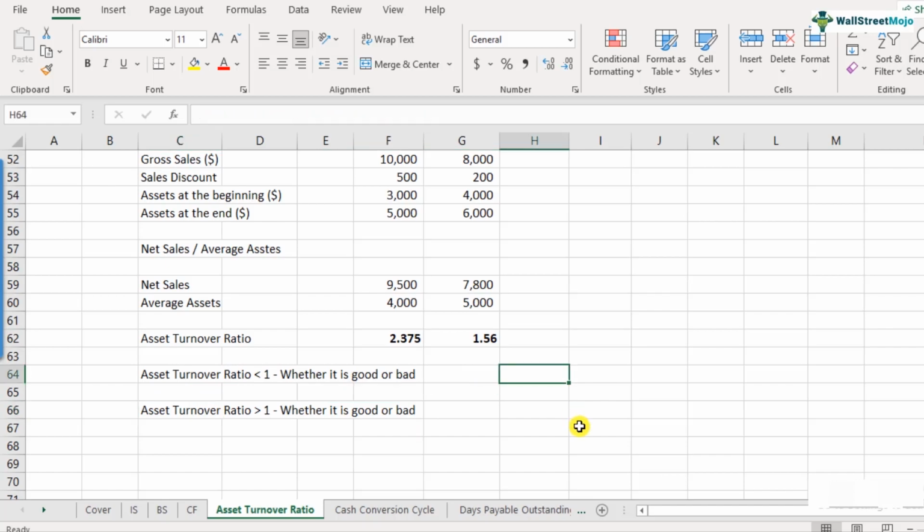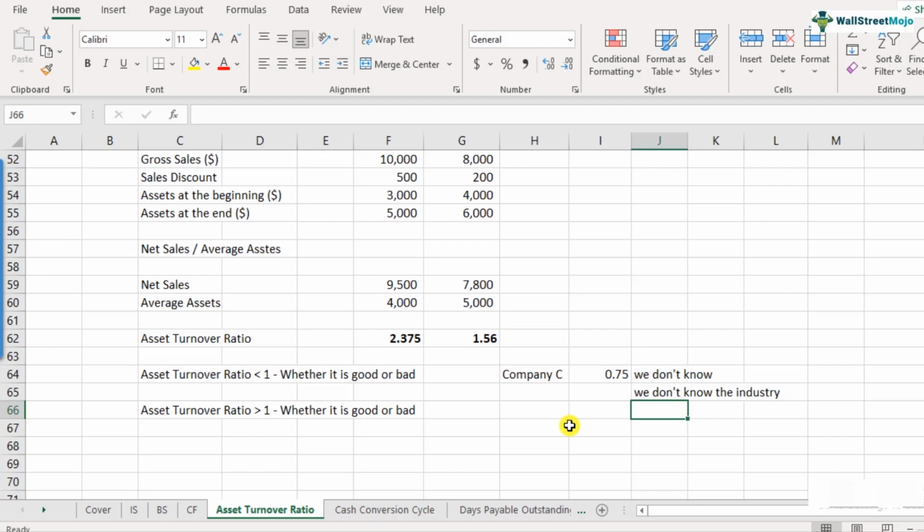Let's say there's a company C that has an asset turnover of 0.75. Is it good or bad? The answer is we don't know. Why don't we know? Because we don't know the industry. Until and unless we know the industry in which company C operates, we can't say that. We are saying this because every industry has its own different asset turnover ratios.